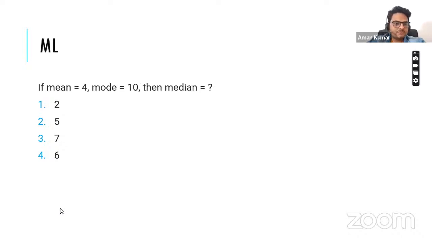Let's go to the next one. So this is not ML, basically this is your stats. Can you tell me if mean is 4 and mode is 10, then what will be the median? Are you aware of any formula that connects mean, median and mode? I don't want formulas, I want which option. Okay, tell me which option, brother.